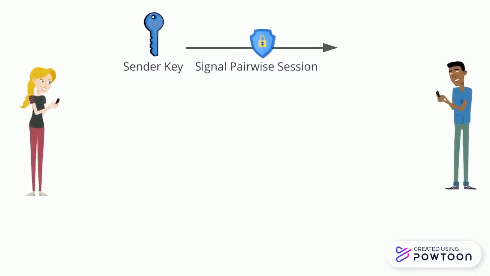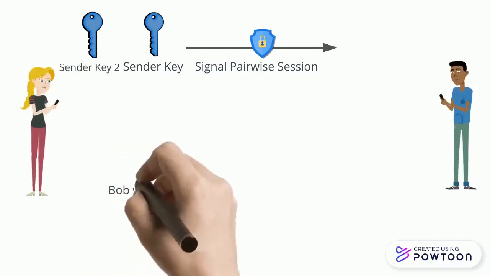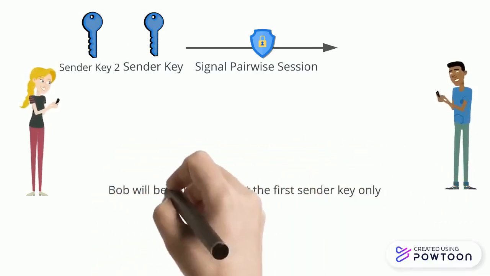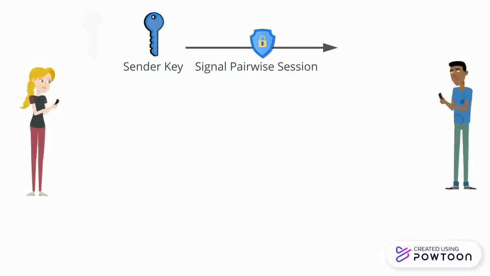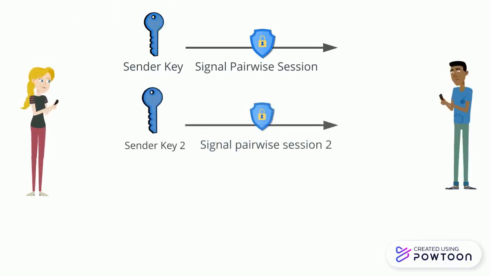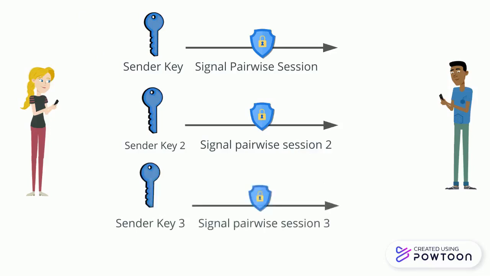But there is a small problem here. Signal pairwise sessions have perfect backward secrecy, meaning when Bob re-establishes a Signal session, he will be able to decrypt the first message or sender key only. To solve this problem, the STIC protocol allows two users to establish together multiple pairwise sessions. So every sender key will be encrypted using a dedicated pairwise session. This allows two users to re-establish all their sticky sessions after a state reset, while keeping the forward secrecy and backward secrecy of exchanging sender keys.